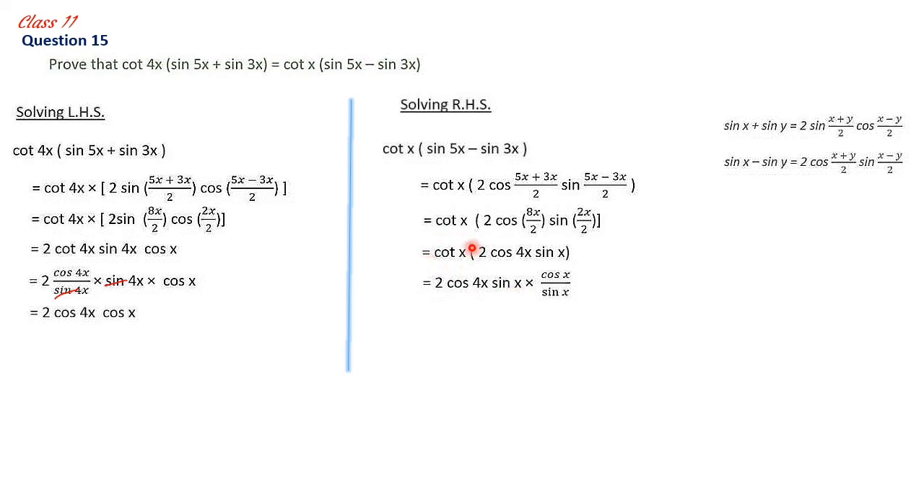This cot x we have changed as cos x by sin x. And as before, we can cancel, there is a common term, sin x and sin x we can cancel, and the balance will be 2 cos 4x and cos x. You see here, on the left side we have got the same as before, 2 cos 4x cos x, which means the left hand side and right hand side are equal. We can say that we have proved our given statement.